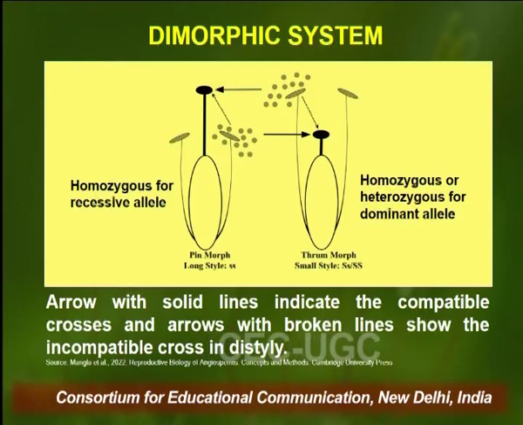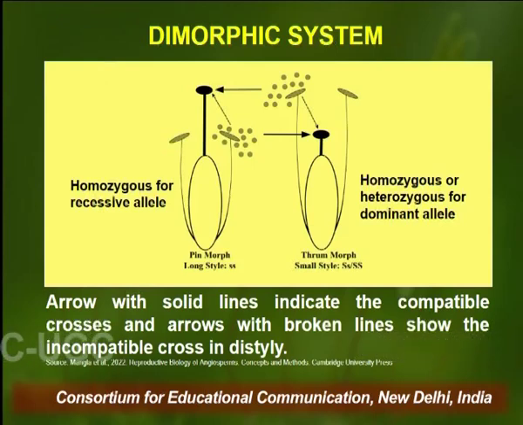Here you see this is a dimorphic system in which on the left hand side is the pin morph, where the style is long, and on the right hand side is the thrum morph, where the style is short.